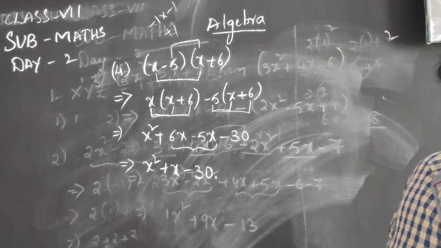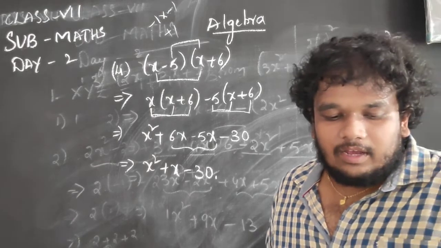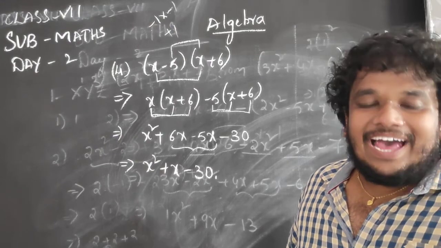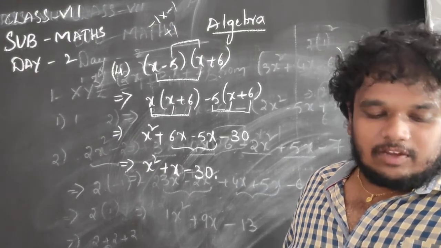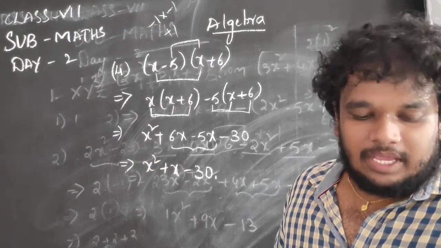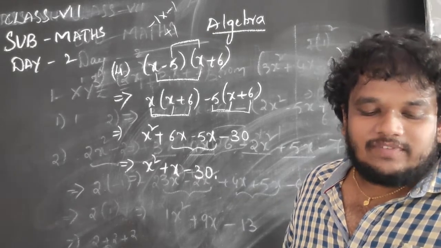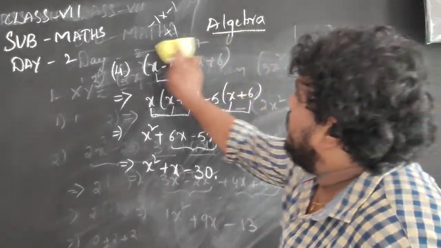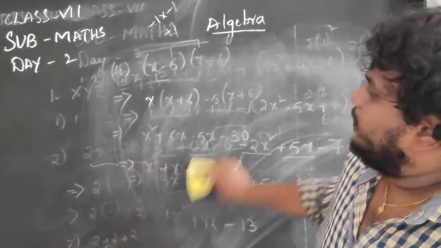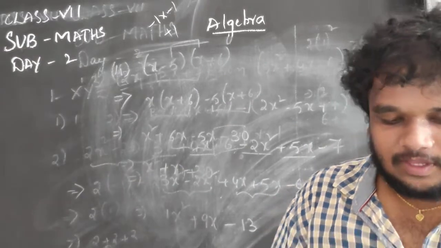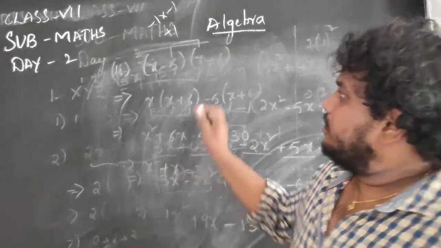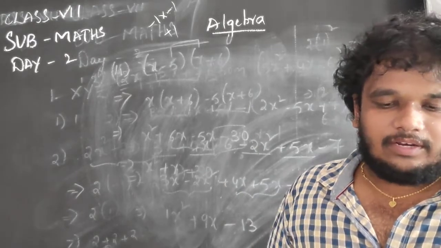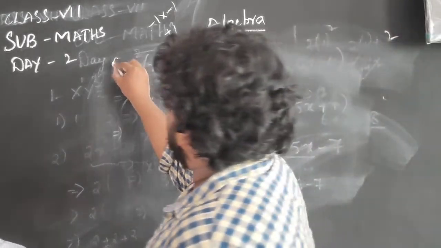Now, the fifth equation, please do it as homework. To solve the fifth equation, you just keep the values of x equals 1, y equals minus 2 and z equals 3, and find the value of x cube plus y cube plus z cube minus 3xyz. You try to solve the fifth equation as homework. Now I will do the sixth equation.